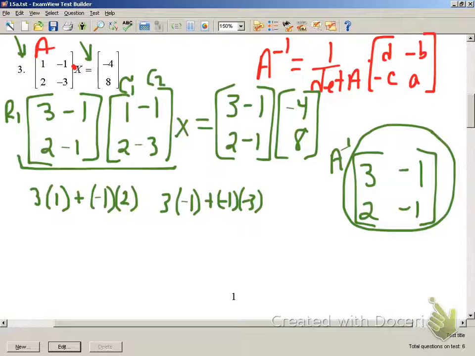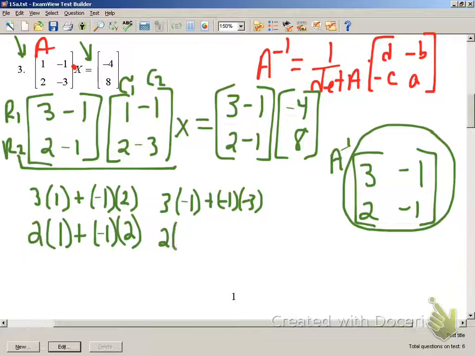Then I will say row 2 times column 1. So 2 times 1 plus negative 1 times 2. And then row 2 times column 2. 2 times negative 1 plus negative 1 times negative 3.